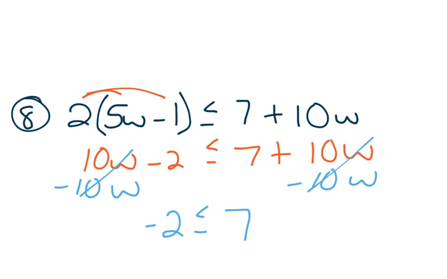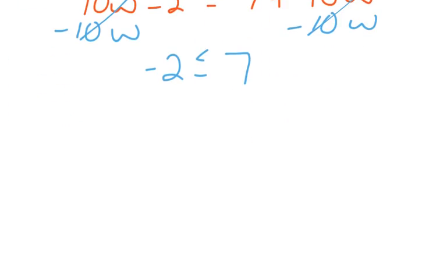Now, if this were equations and we got something like negative 2 equals 7, if you remember, something that didn't match meant no solution. But look here. We don't have equals. We have less than or equal to. We have an inequality. The question here is, is this a true statement? Is negative 2 less than or equal to 7? The answer here is yes. Negative 2 is smaller than 7.